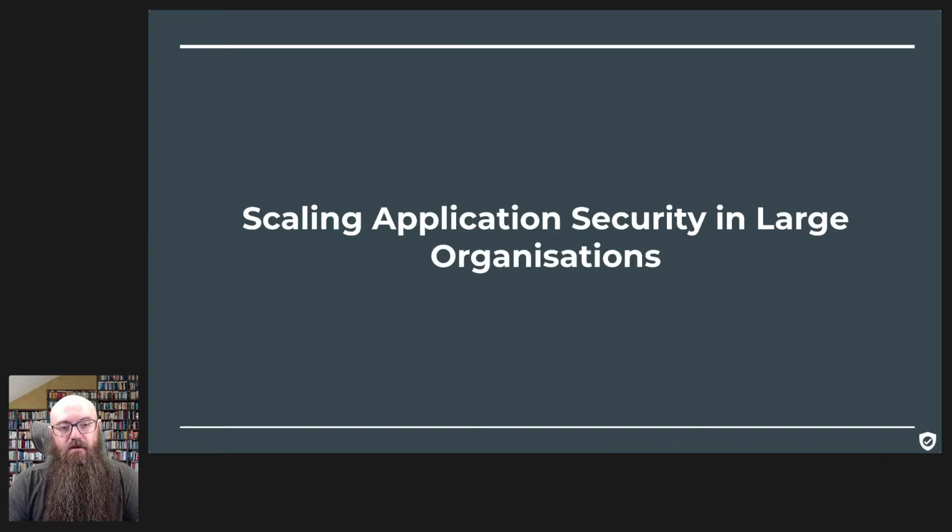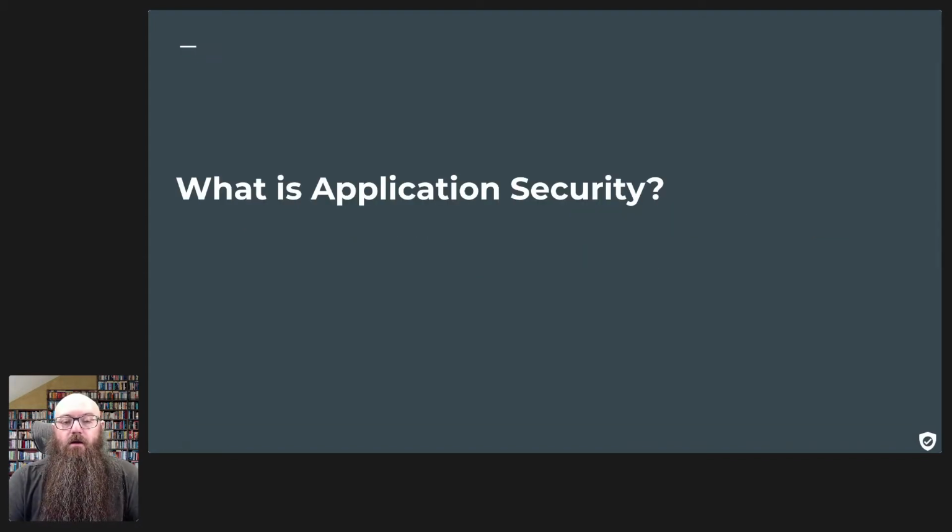Scaling AppSec in large organizations in very little time. Here we go. To start thinking about application security, we have to define it. Let's draw a box around it so that we're clear.